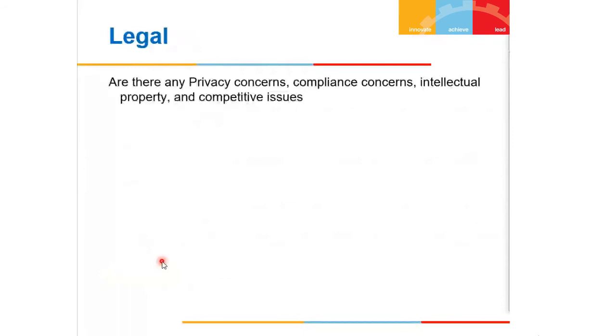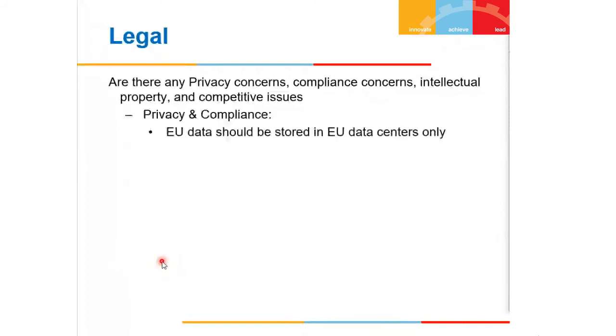Okay. Next comes the legal risk. What are the legal issues that we need to consider? Are there any privacy concerns, compliance concerns, intellectual property violations, or competitive issues? These are some of the things that need to be looked at. In the case of privacy and compliance, European Union data should be stored in European Union data centers only. So this is one of the compliance requirements that we need to adhere to.